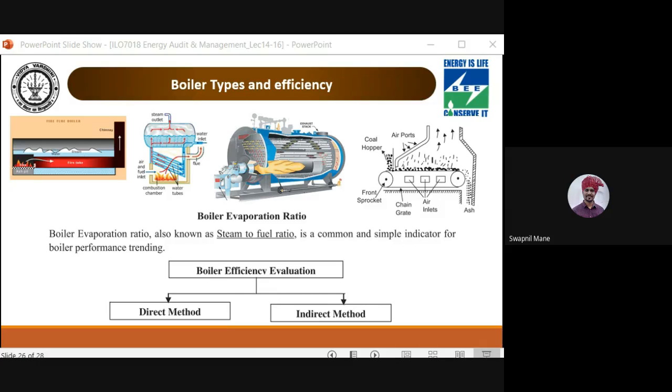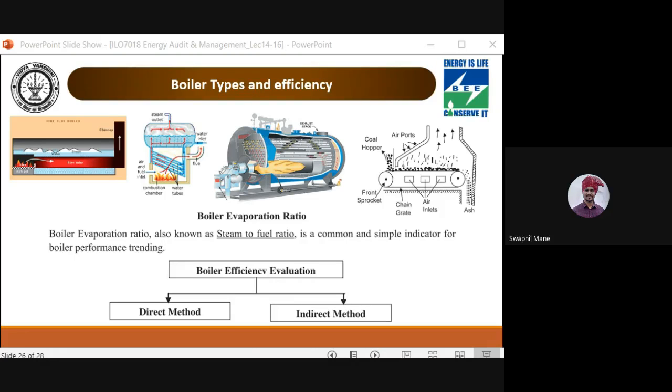the boiler evaporation ratio. Okay, so take a note of it: a biomass-fired boiler typically has an evaporation ratio of 2 to 3. That means 2 units of steam are generated if I supply 1 unit of fuel. Whereas for coal-fired boilers, the value is 4 to 5.5. Oil-fired boilers are 13.5 to 14.5. And gas-fired boilers are 11 to 13.